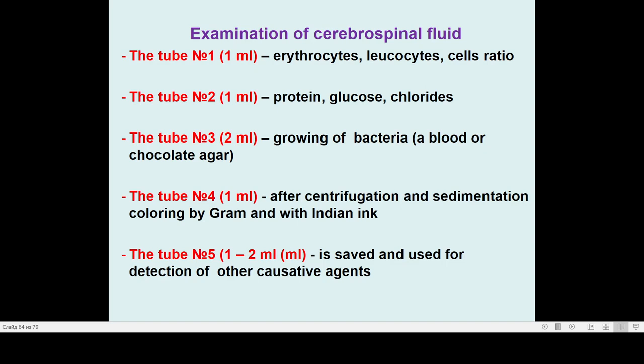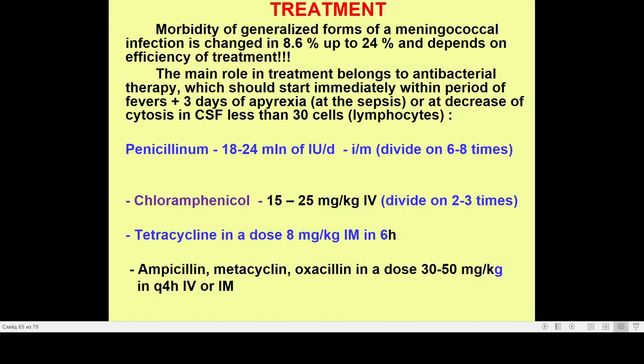Tube number 3, 2 milliliters for bacteriological research. Tube number 4, after centrifugation and sedimentation, for microscopic examination with coloration by Gram and Indian ink. Tube number 5, saved and used additionally if the standard procedure does not give a result. We do not get a result after primary examination of cerebrospinal fluid of the patient.